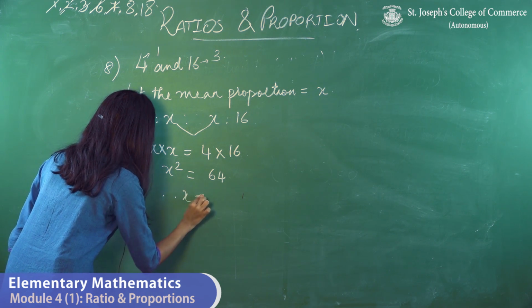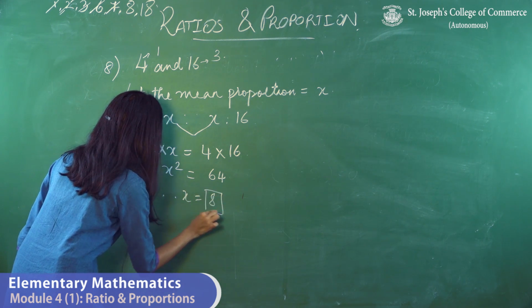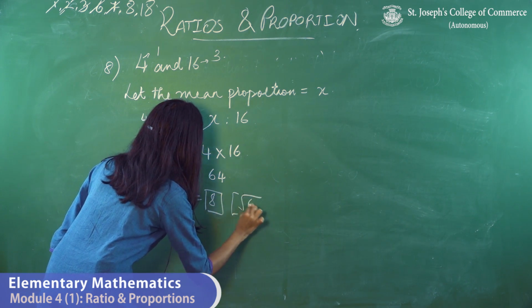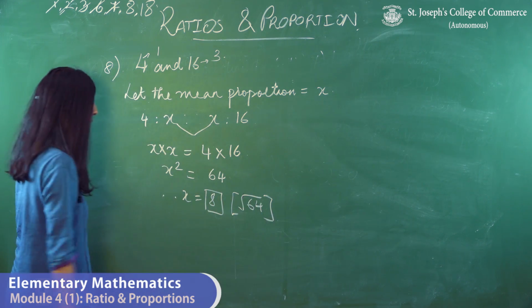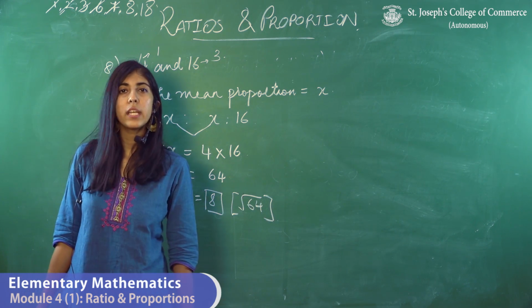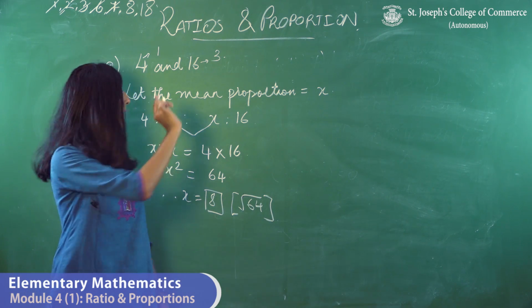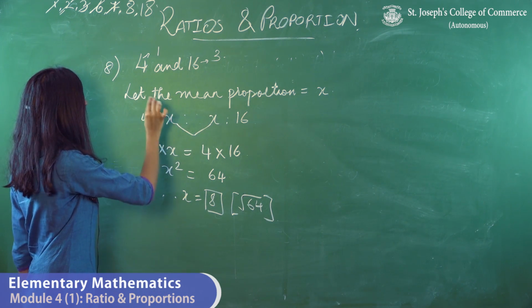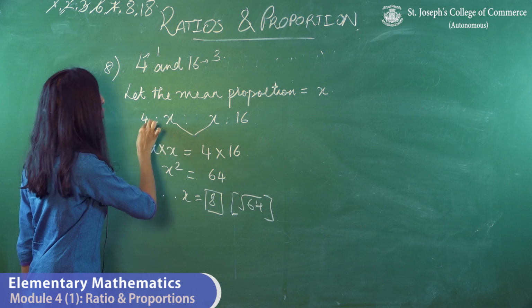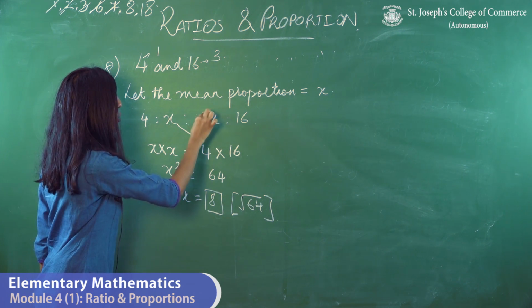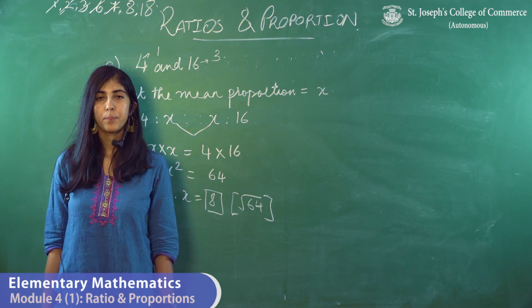Therefore, the mean proportion is 8, because the root of 64 is plus or minus 8. And since in ratio we don't take negative signs at the moment, we directly assume it to be positive. So therefore, when I write it in the form of x is to x, it will be 4 is to 8 in proportion to 8 is to 16.